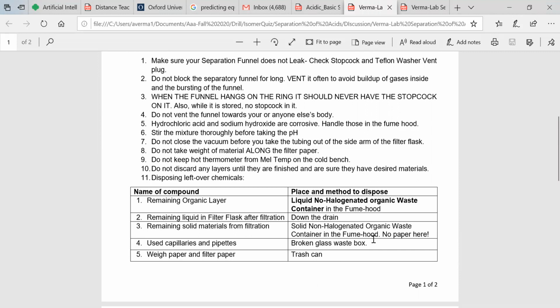Always dispose of your chemicals and leftover materials responsibly. The remaining organic layer will go to the liquid non-halogenated organic waste container, whereas the liquid from the filter flask after filtration can go down the drain. So if you have any confusion, just look back on where to dispose the materials or ask your instructor.